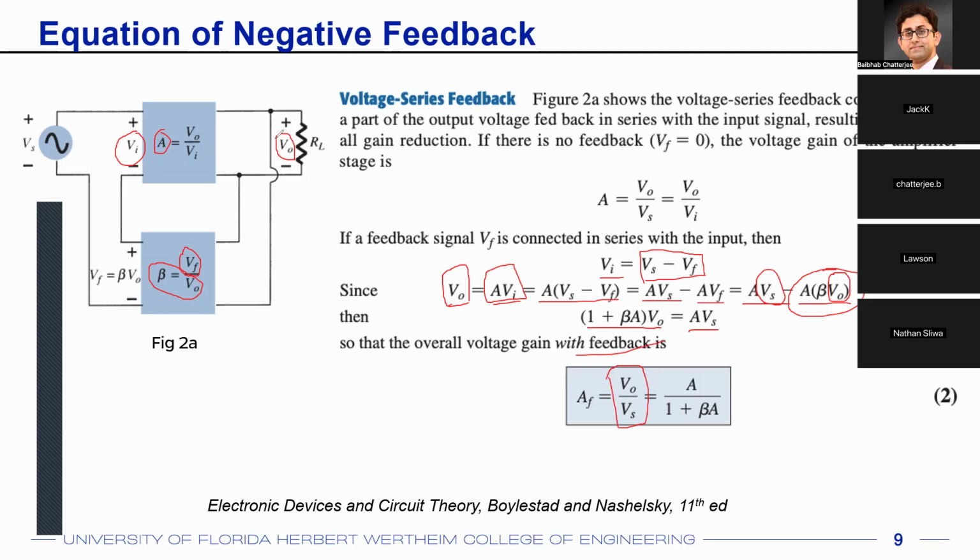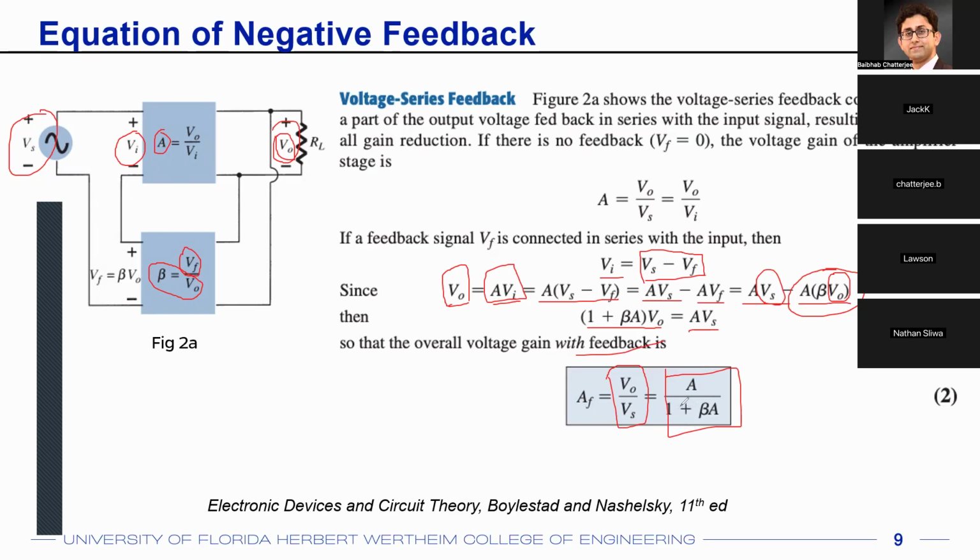So if you're interested in finding out what my VO over VS is, so the final output over the original input, that is going to be A divided by 1 plus A beta. That's the equation for negative feedback. And it will stay the same irrespective of whether your quantities are voltages or currents. If you had a positive feedback, the only difference is in the denominator: you'll have 1 minus A beta.